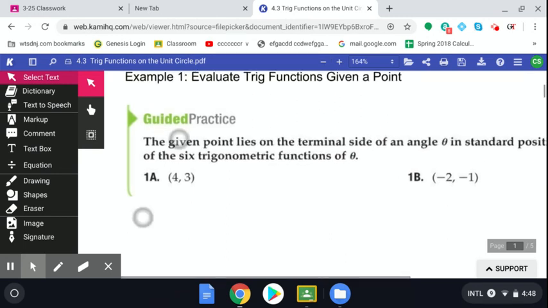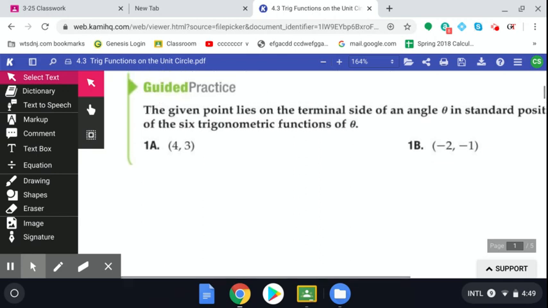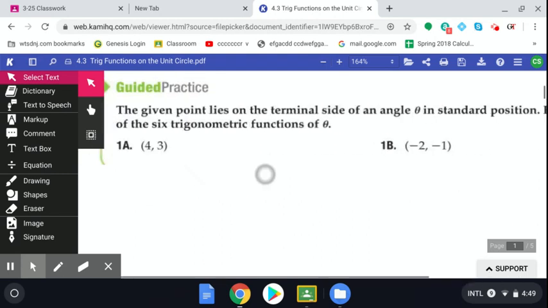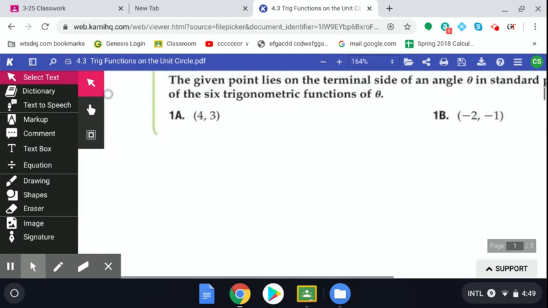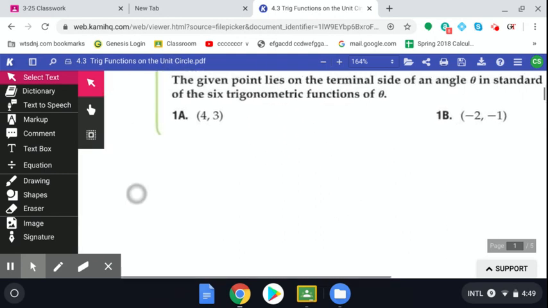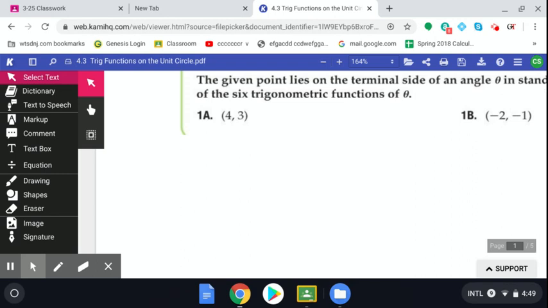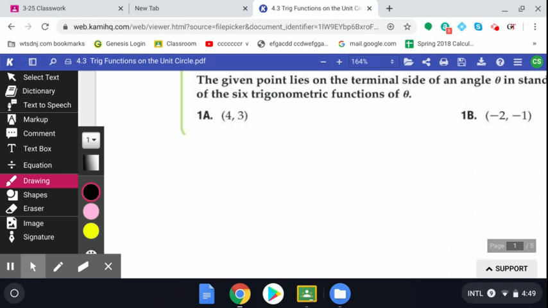So let's take a look at example 1, which is when you have to evaluate trig functions given any point. The first example is asking you to find, it says the given point lies on the terminal side of an angle theta in standard position. Find the values of the 6 trig functions of theta. So to demonstrate this, I am going to draw that point or approximate. So we are talking about something like this: 1, 2, 3, 4 for x, 1, 2, 3 for y.